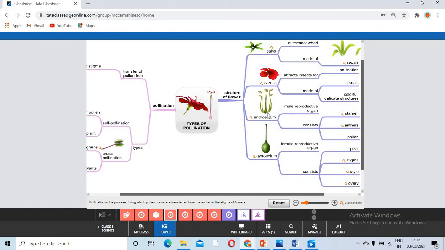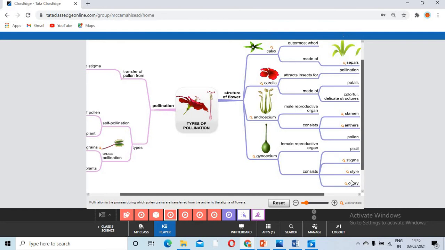Okay. Next we are going to see about the androecium. Androecium is the male reproductive organ. Another name is stamen, and it consists of anthers and pollen grains. And next is the female reproductive part, which is gynoecium. Another name for it is pistil, and it consists of stigma, style and ovary.